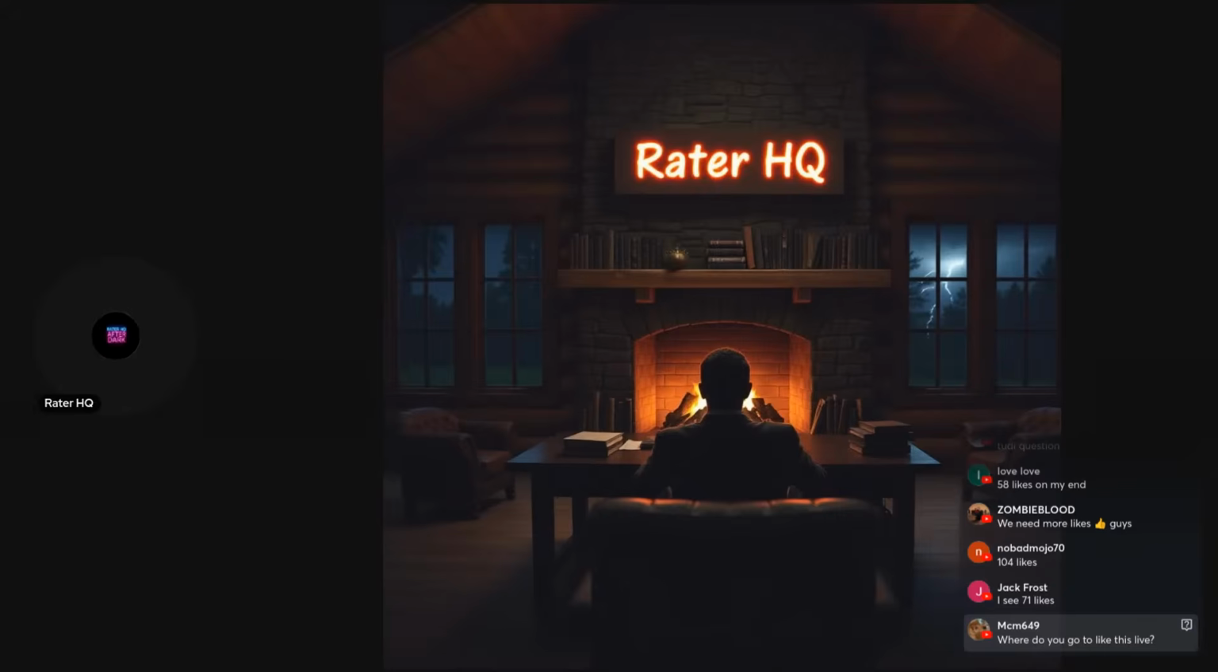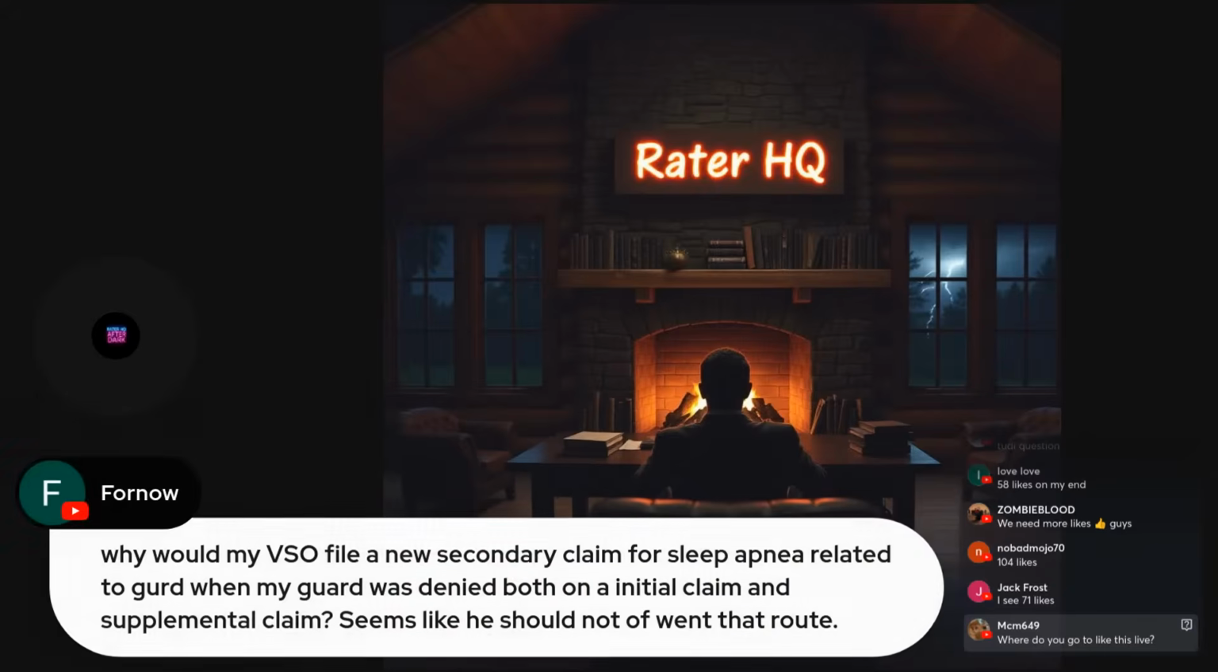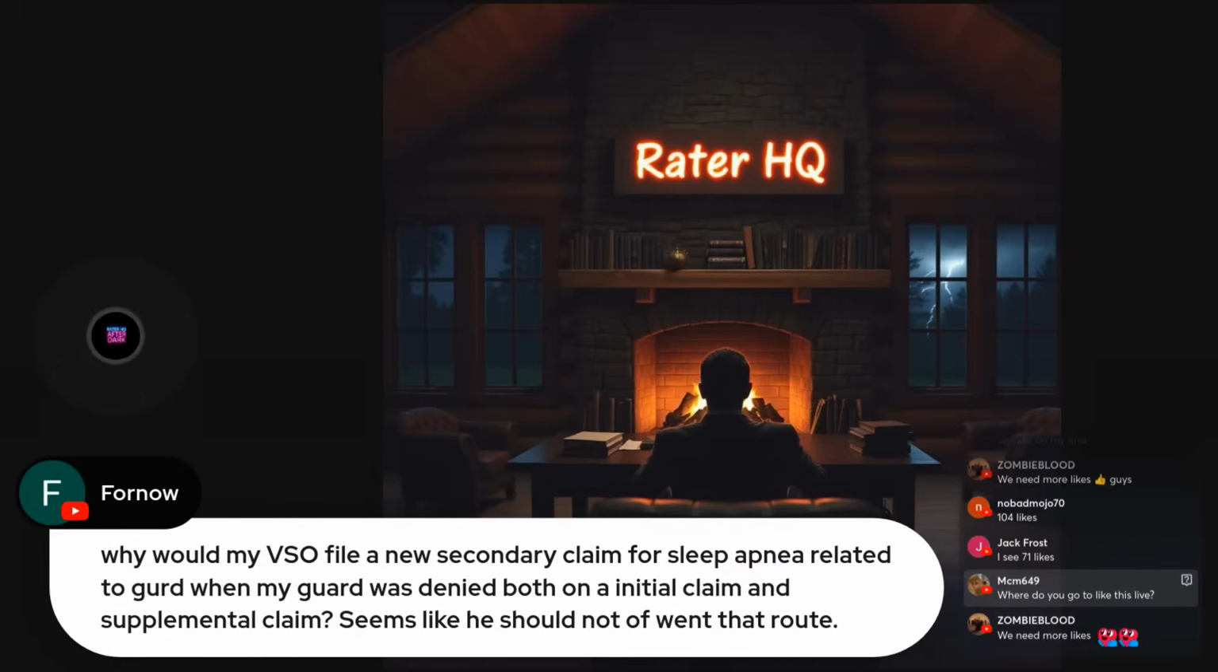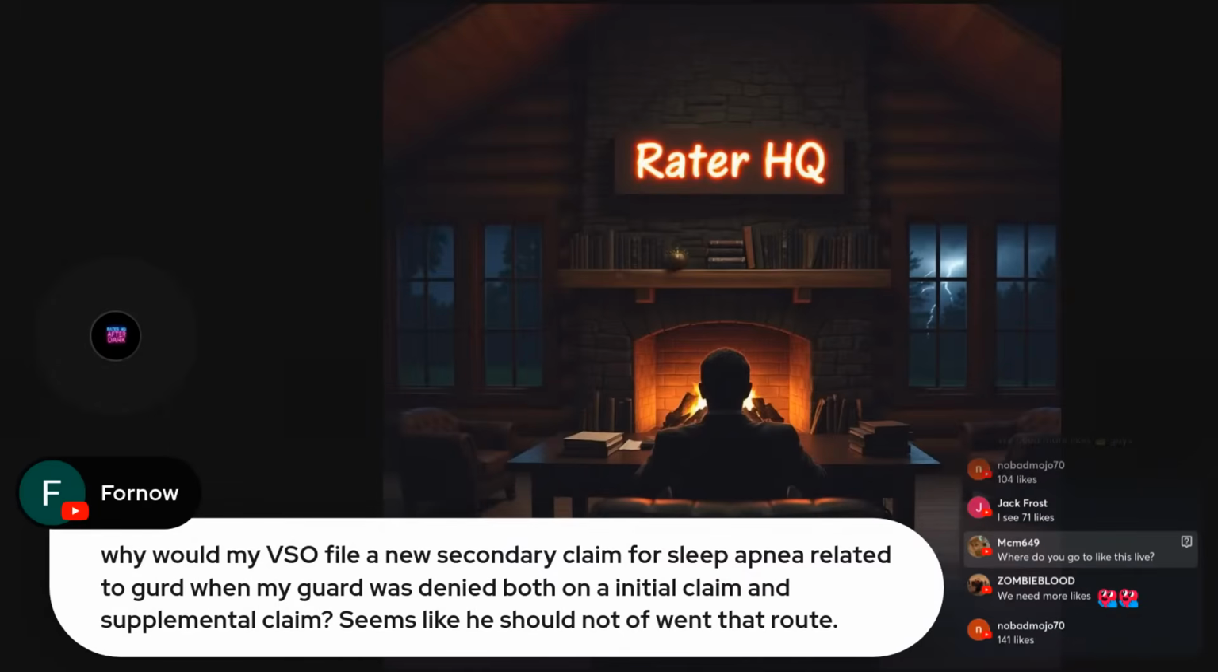Why would my VSO file a new secondary claim for sleep apnea related to GERD when my GERD was denied both on an initial claim and a supplement? I don't know. I think they might have misunderstood it. They should have potentially claimed it due to a different theory.